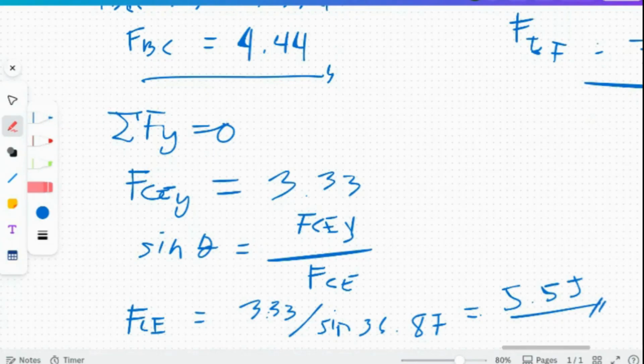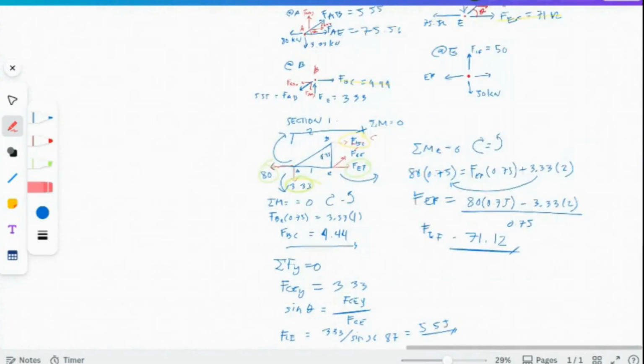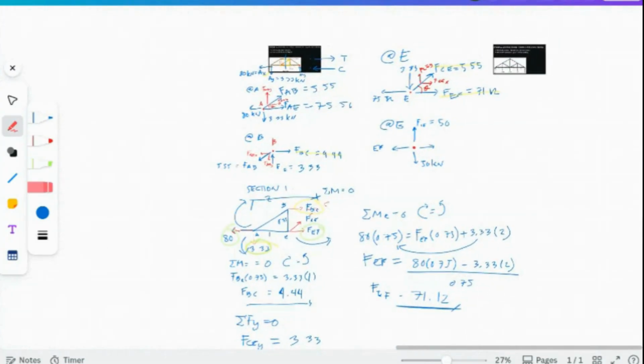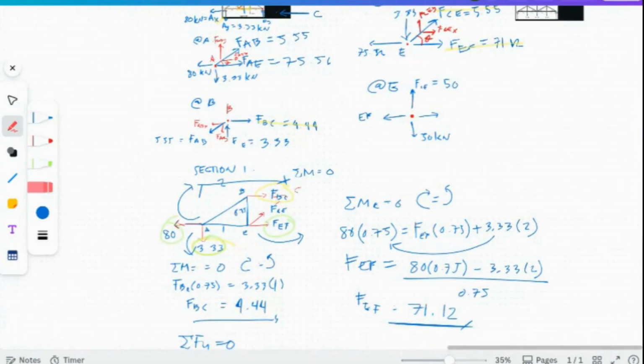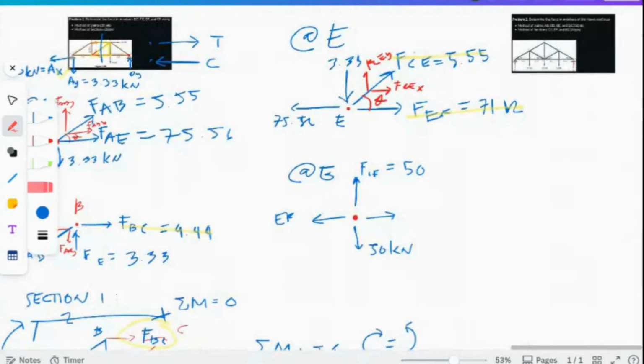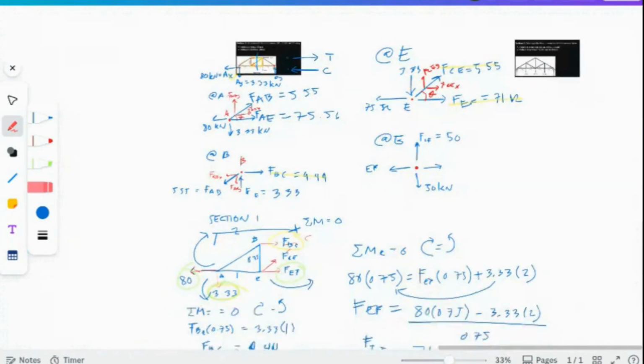So did we get the right answer? Is it the same as earlier? FCE, where's FCE? There we are, 5.55. Okay, so there we have it, guys.